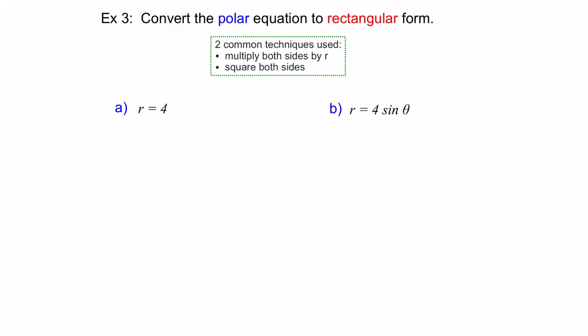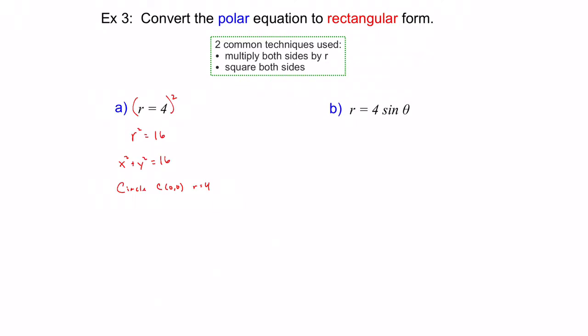On A, we have r is equal to 4. So if r is equal to 4, if we square both sides, that would give us the r squared. Remember, r squared we can rewrite as x squared plus y squared. So to convert this, we'll change that r squared to x squared plus y squared, which is equal to 16, and that will be a circle centered at 0, 0 with a radius of 4.